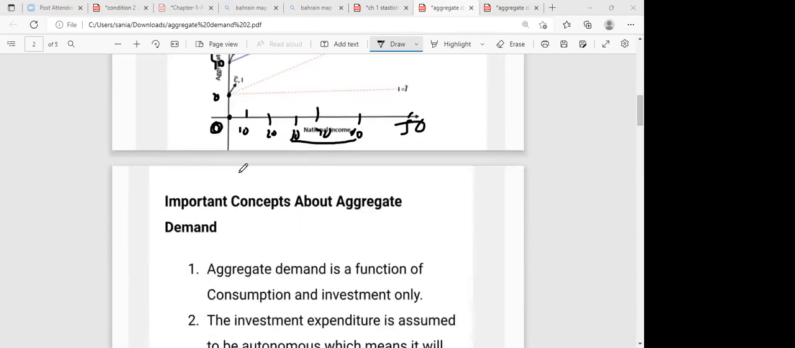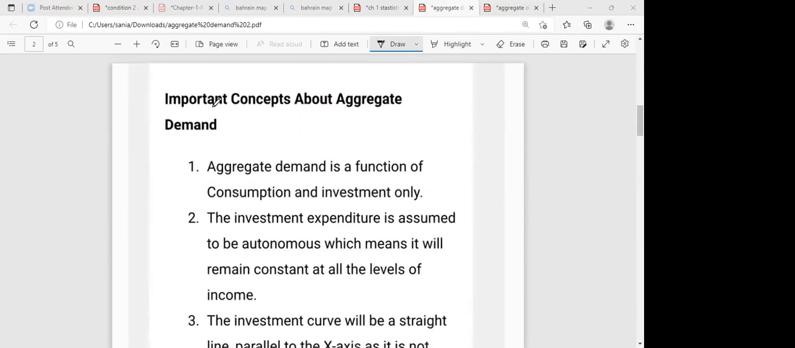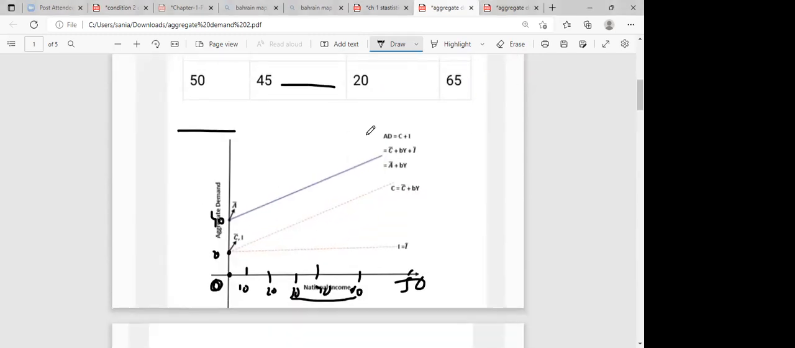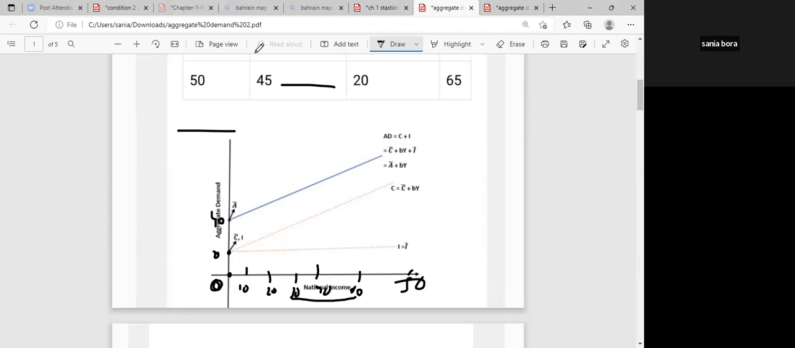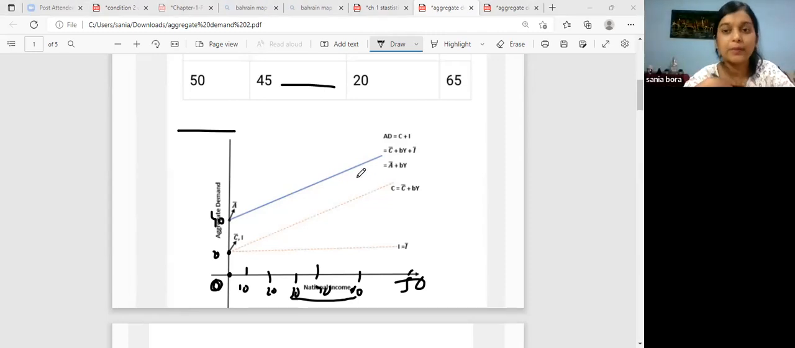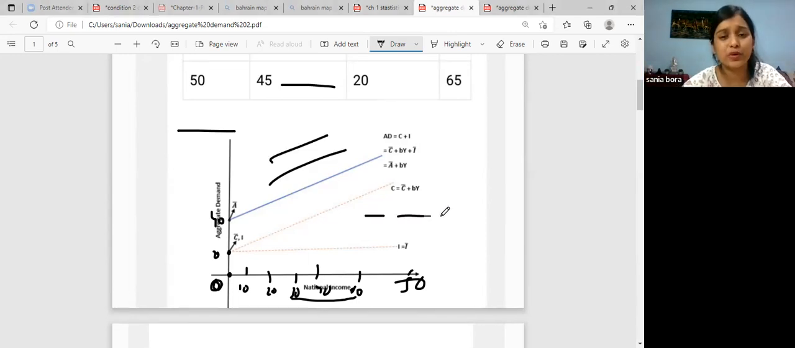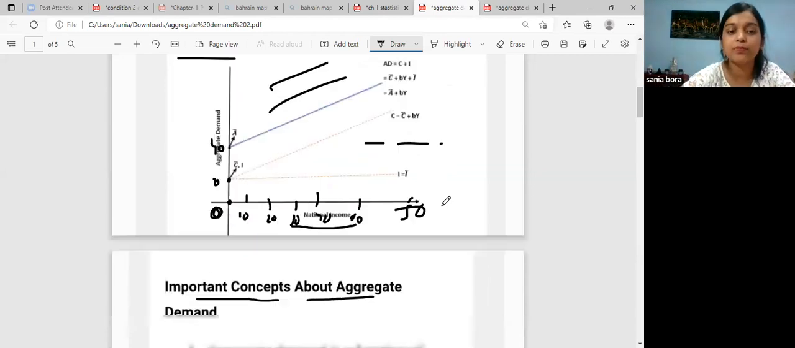Yes. So let's just quickly move. Now, this is an important concept about aggregate demand. This is what we draw, right? Now the thing is, if I'm an examiner, I cannot relate it. What is this? Two lines are going above and one line is going straight. What does it mean? So you have to explain the graph as well.